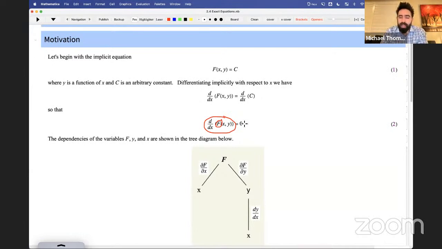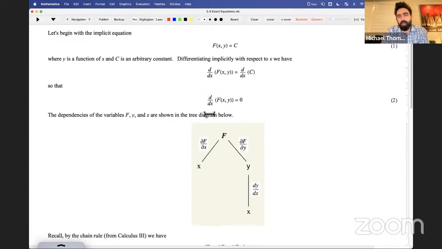So we handled these types of derivatives back in Calc 3 when we dealt with functions of more than one variable and those functions depended on other variables. So we used the chain rule. It's a three-dimensional version of our chain rule from Calc 1.